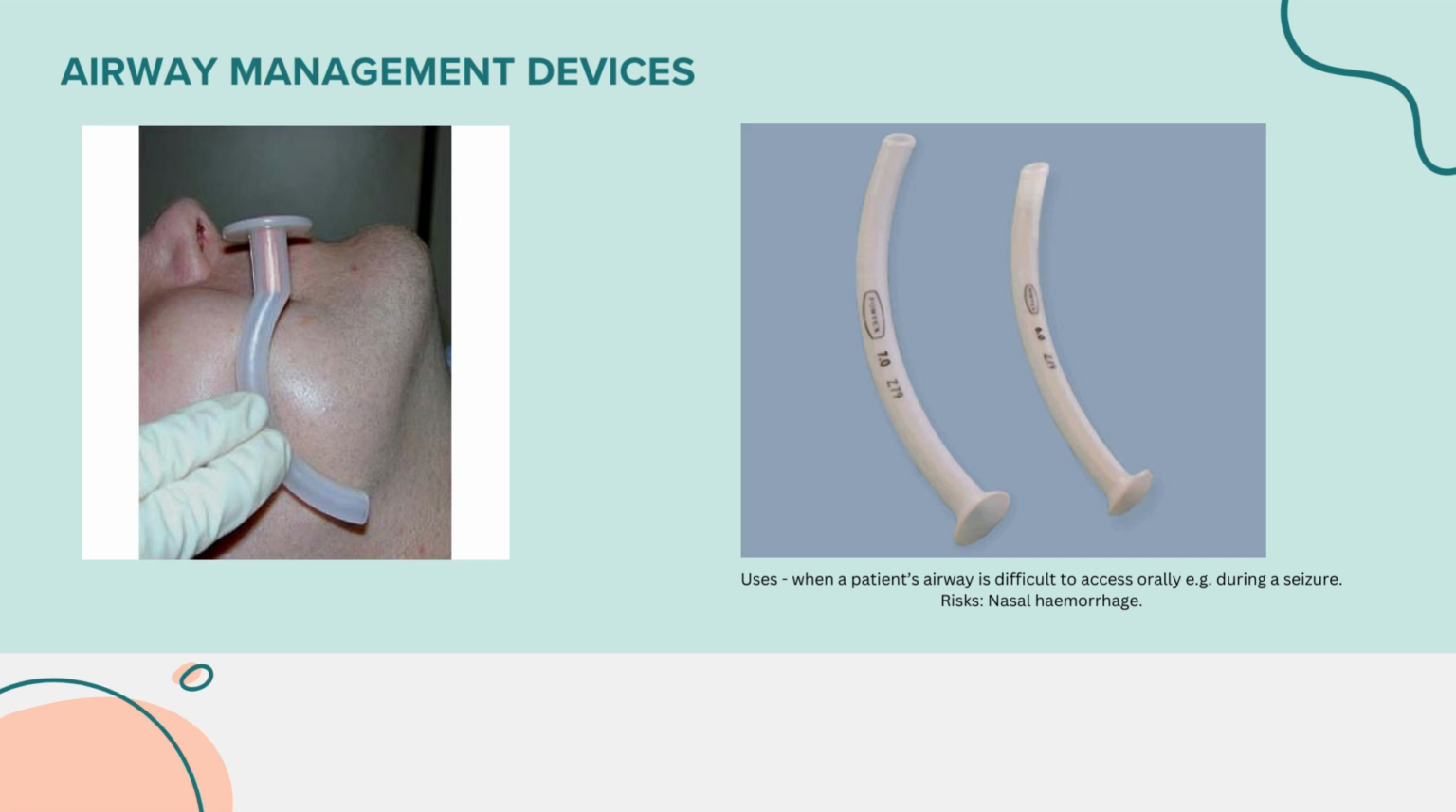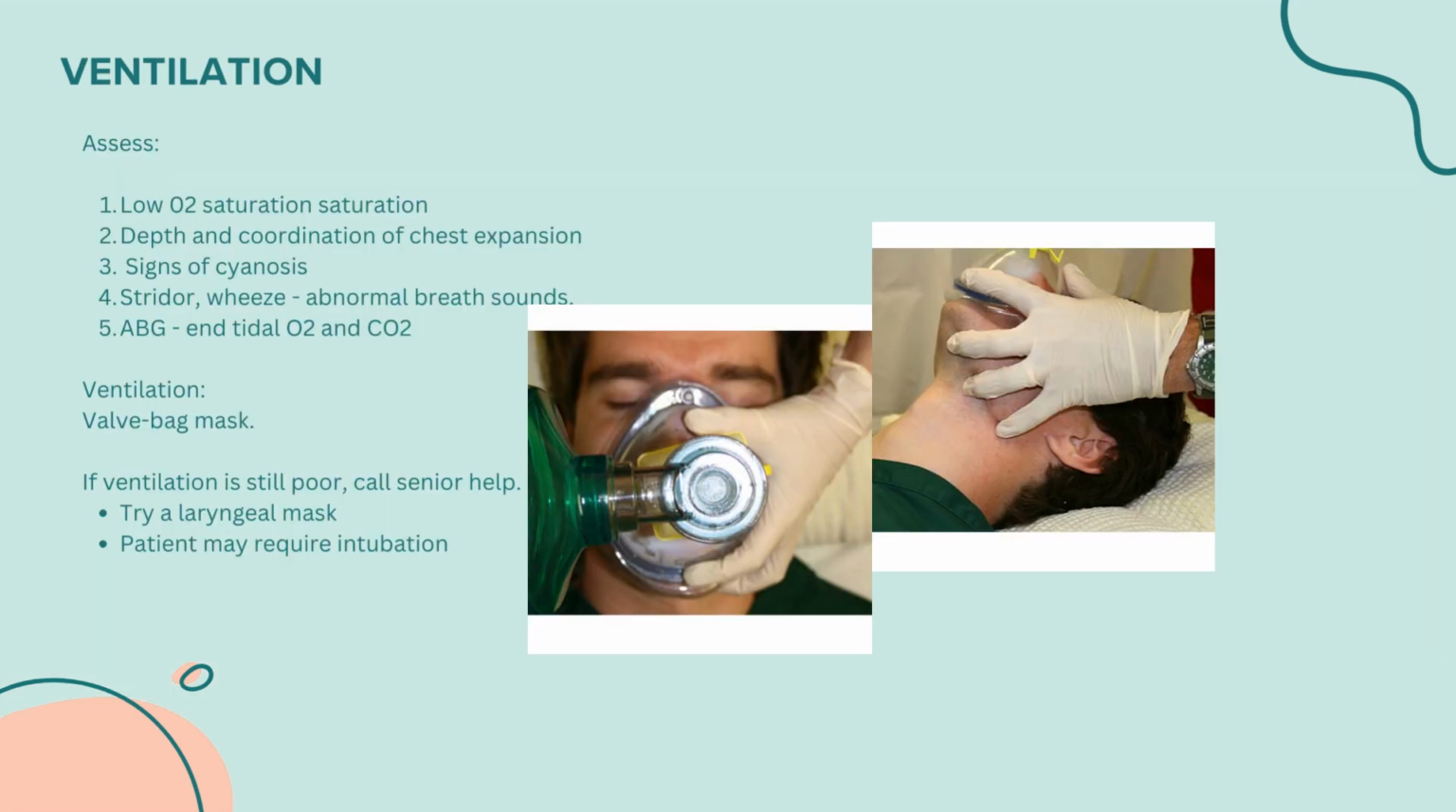A nasopharyngeal tube will be preferred to an oropharyngeal tube when a patient's airway is difficult to access orally, for example, if they've had a seizure or if they're unconscious. However, a risk of a nasopharyngeal tube which we should be aware of is nasal hemorrhage.